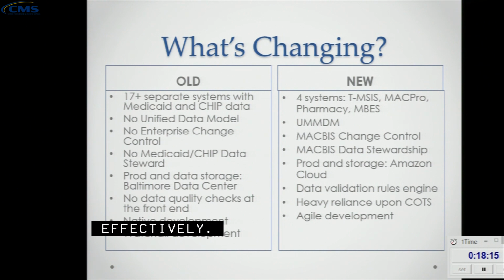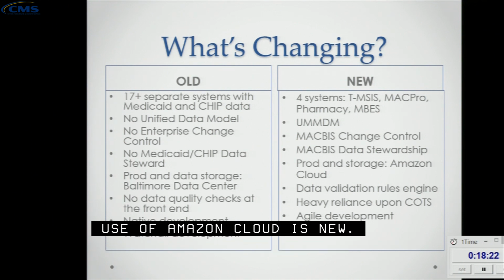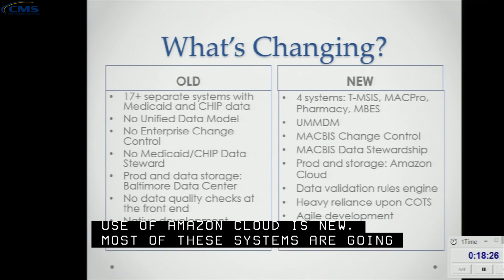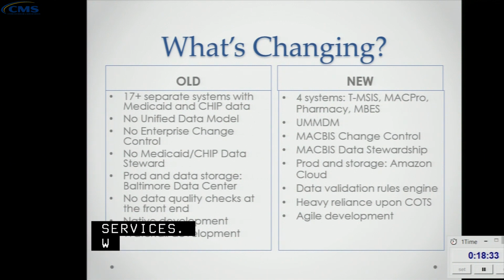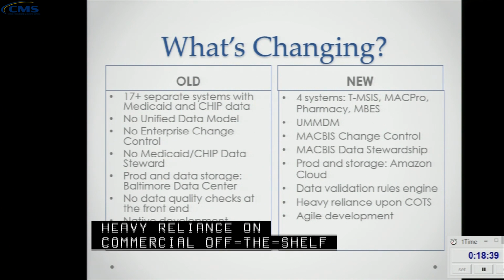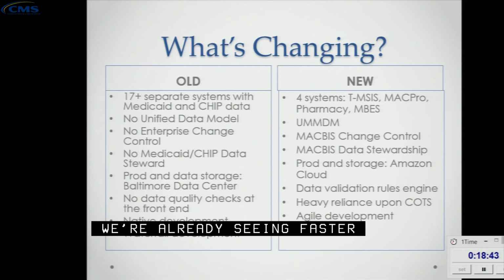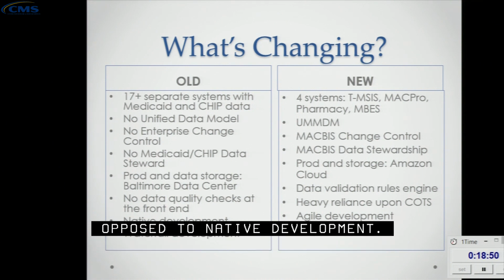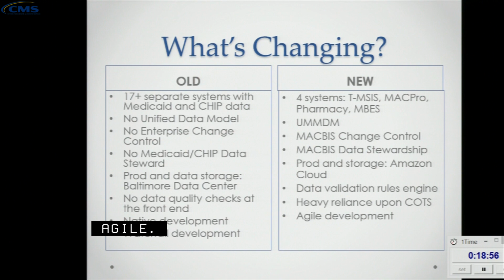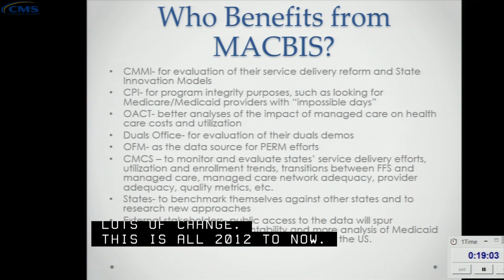Something else that's new, of course, is use of Amazon Cloud. Most of these systems, the new systems, are going to be supported in Amazon Web Services. We have a data validation rules engine that applies business rules at receipt of the data. Heavy reliance on commercial off-the-shelf products. We're seeing faster development and faster turnarounds and reliance on COTS as opposed to native development. And we have a number of projects that are underway that are relying on agile development. Lots of change, right? 2012 to now sounds like it's been a while, but this is actually 3 years, which is a lot to accomplish. Okay, moving quickly here.